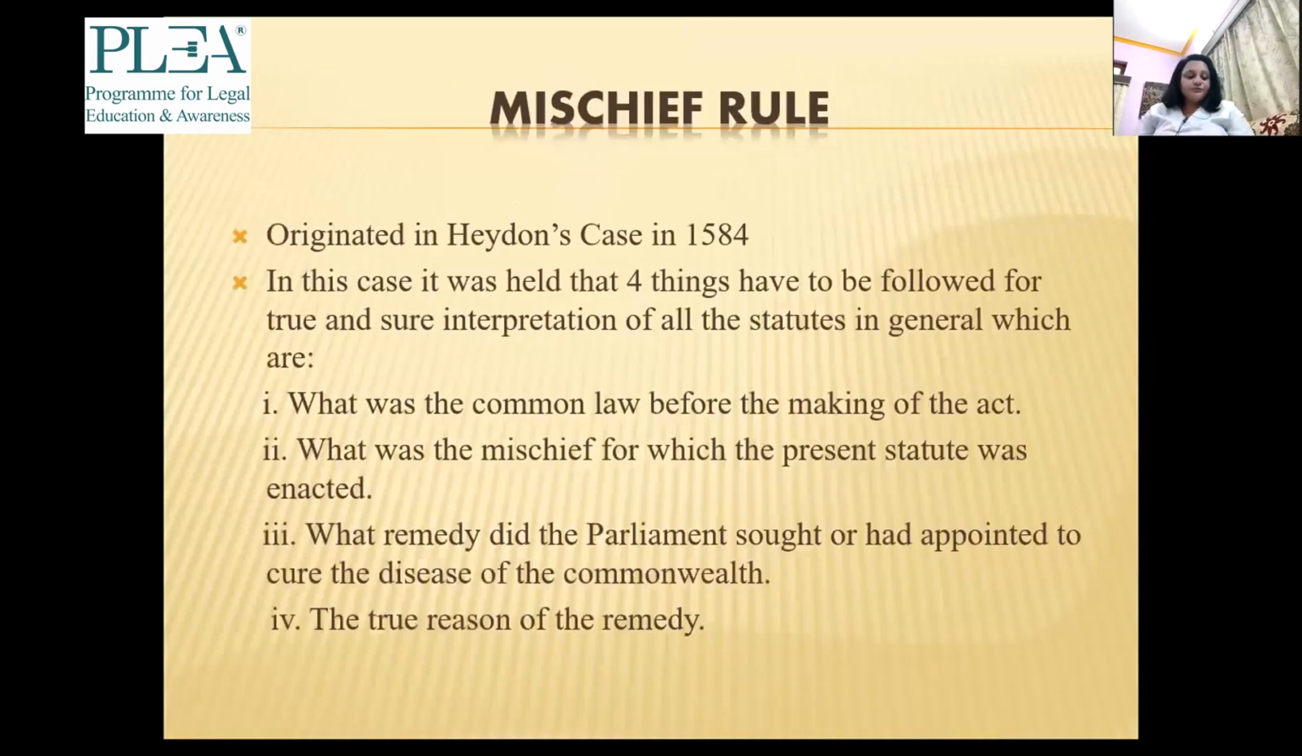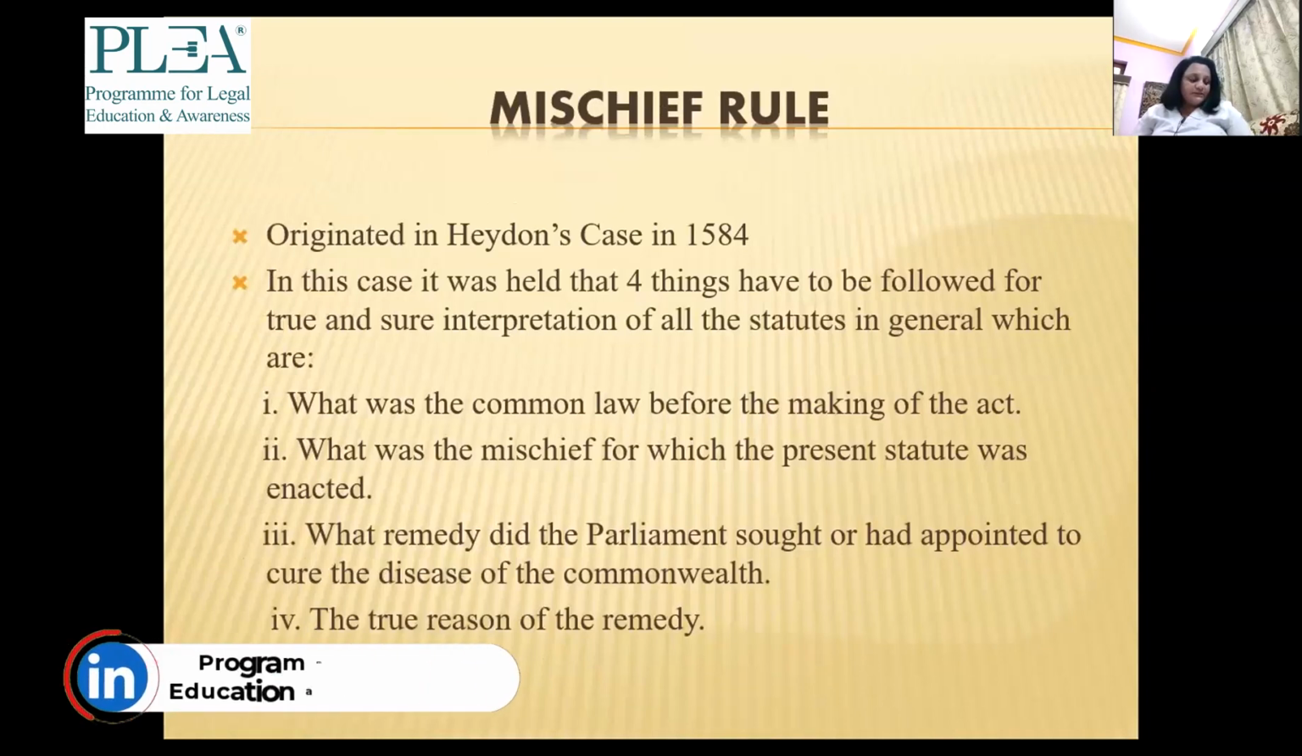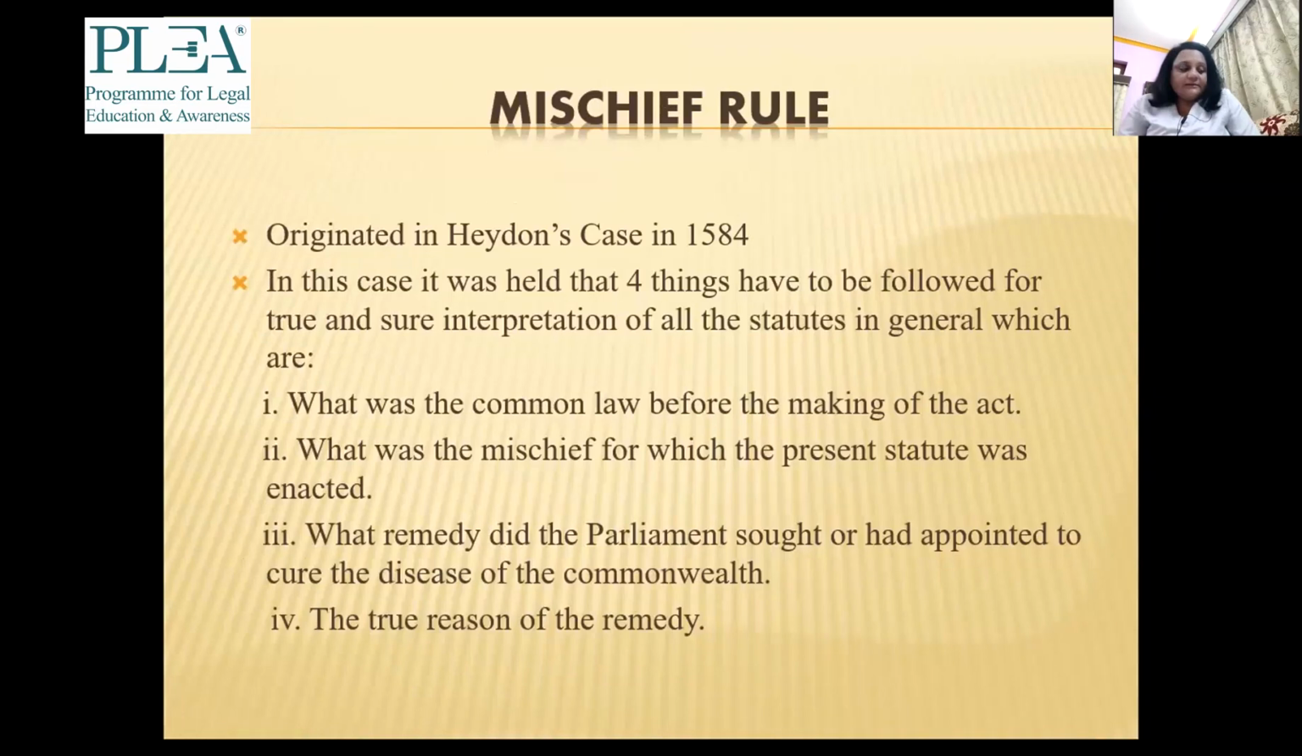So next we come to the mischief rule. It is also known as Heydon's rule, because this rule originated in Heydon's case in 1584. In this case, certain land relating to a religious college was given on lease to one person known as Weirs, and then Weirs sublet this land to Heydon.